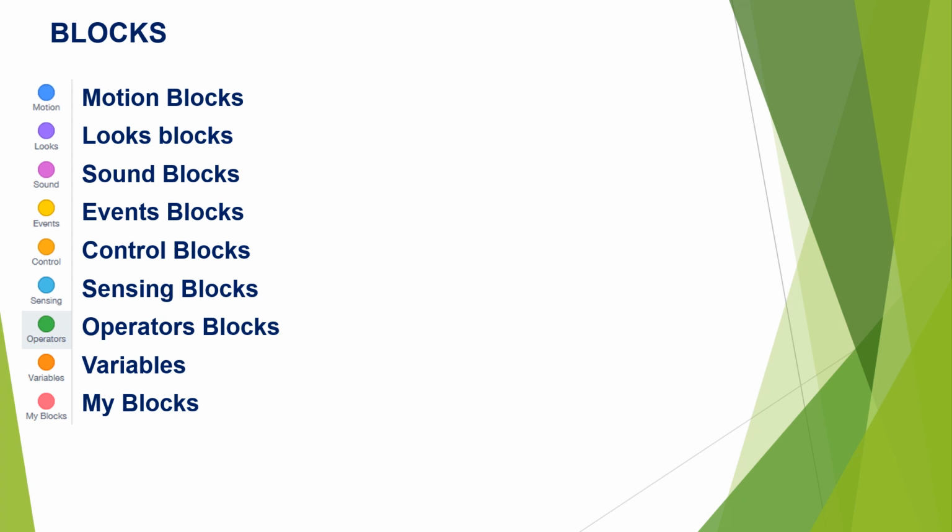Control blocks control the execution of a script based on predefined events. Sensing blocks let multiple sprites interact with themselves. Operator blocks perform mathematical functions within the project. Variables are used to store data, like a name, in a project. My Blocks are used to create your own blocks.